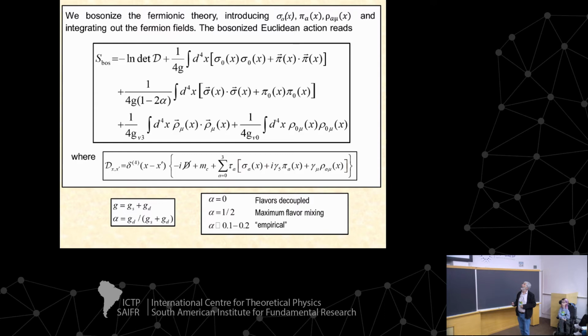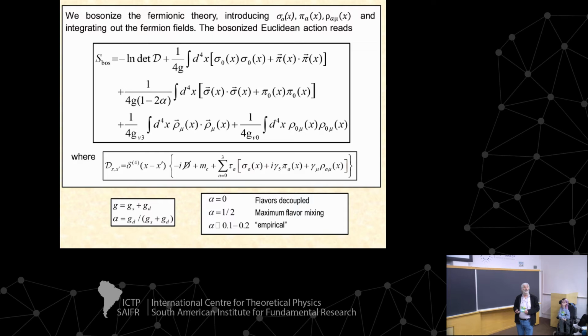So, to proceed, since I'm interested in mesons, what I will do is to bosonize the theory. And I will introduce scalar, pseudo-scalar, and vector fields. This A, remember, includes both isoscalar and isovectors, so it runs from 0 to 3. In order to simplify the notation, I introduced these two coupling constants, which are combinations of the 't Hooft coupling constant and the scalar pseudo-scalar coupling constant. It's better to use these combinations because this alpha, which is defined this way, measures how strong is the mixing between the flavors.